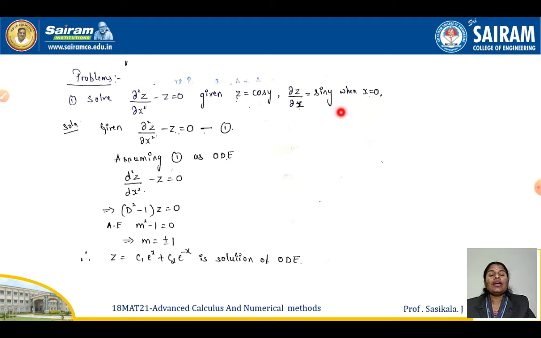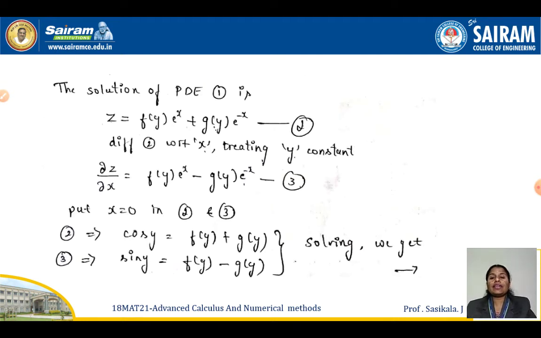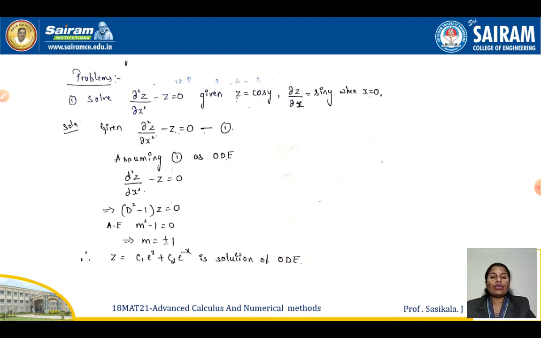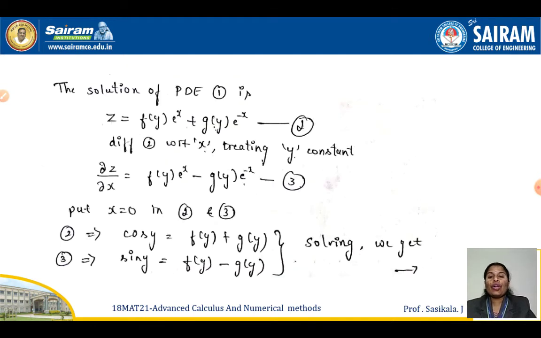When the initial condition has been given, you need to find the function value. For that reason, I have to use ∂z/∂x when x is equal to 0. First, differentiate equation number 2 with respect to x. I'll get f(y)e^x minus g(y)e^(-x), and the minus comes here because of differentiating e^(-x).